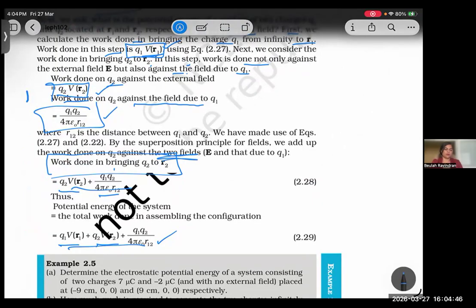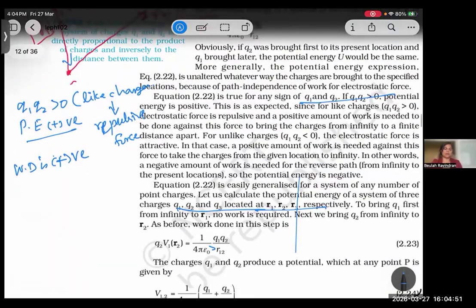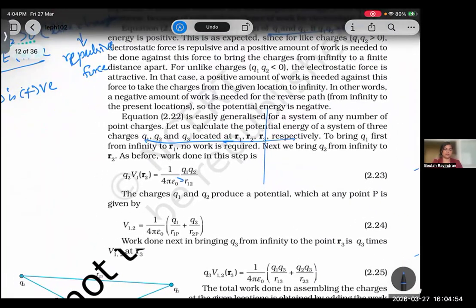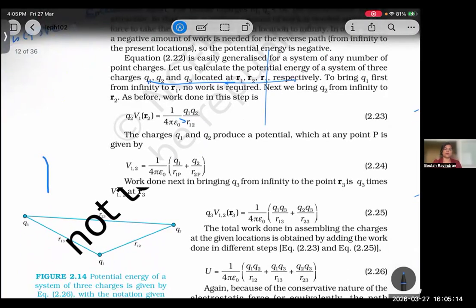Here, no such external field is being considered. So work is required or work is not required, like that. Your charges may experience, if there are like charges, what is the work done? If they are unlike charges, what is the work done? If you consider the three particle system, Q1 is first brought from infinity to R1, but no work is required. Why is no work required?